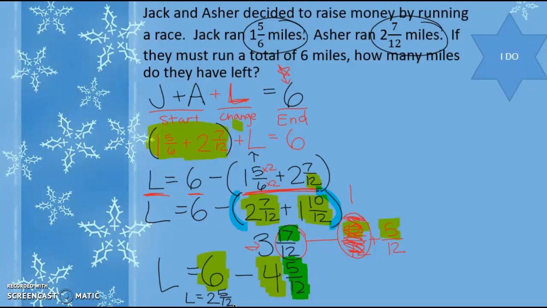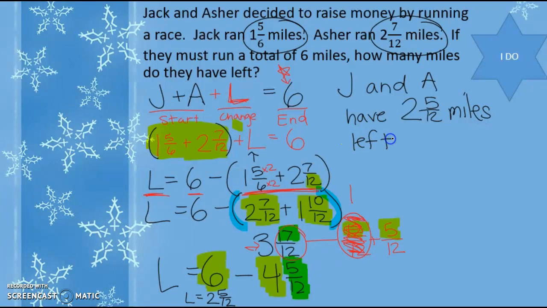And can we write 5 twelfths in a simpler form? No, we cannot. So how many miles do they have left? Jack and Asher have 2 and 5 twelfths miles. We're adding an S because it's more than 1 mile left to run.